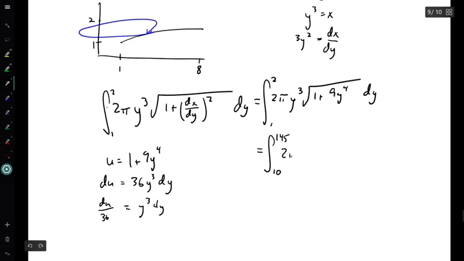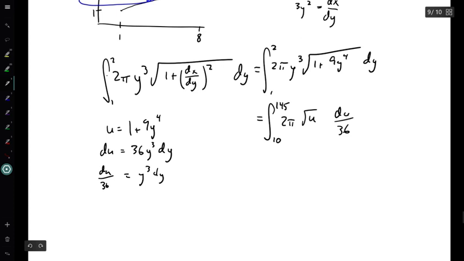And I still have 2 pi. That y cubed dy is going to become a du over 36. And I have a square root of 1 plus 9y to the 4 is u. Cool. So my integral simplifies into something that I know how to do here. I have 2 pi over 36, works out to be a pi over 18. And then I'm integrating the square root of u.